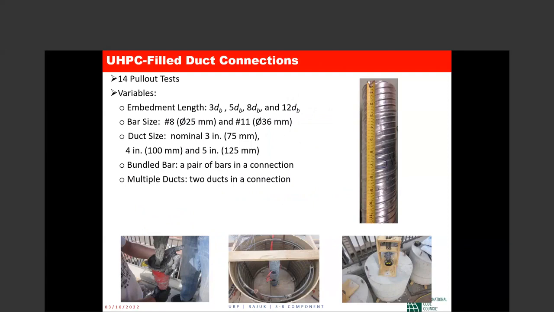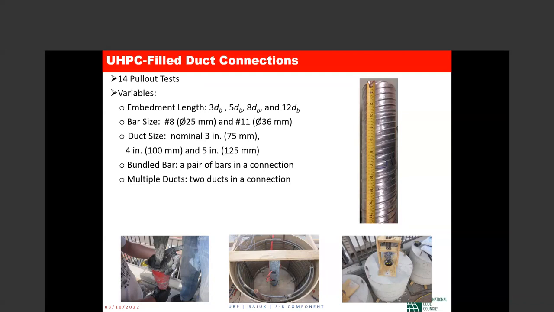Here you notice that we had 14 specimens that were tested. We had a variety of parameters that we played with, including the embedment length and the bar size. We used 25 millimeter bars as well as 36 millimeter bars. Also, we played with the duct size, using 75, 100, or 125 millimeter ducts. Also, in a few specimens, we bundled the bars. In some cases, we need to do that in bridge columns.